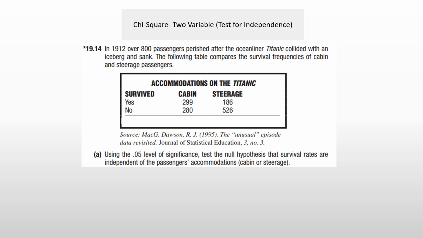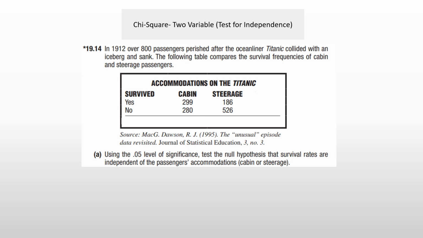So in simple words, this question is saying you have statistics of people who lived in the cabin and in the steerage on the Titanic, and then you have the number that survived and the number that didn't survive. You're trying to test whether it matters where you were on the Titanic in terms of your survival rate. You're trying to see if these two things are dependent or independent.